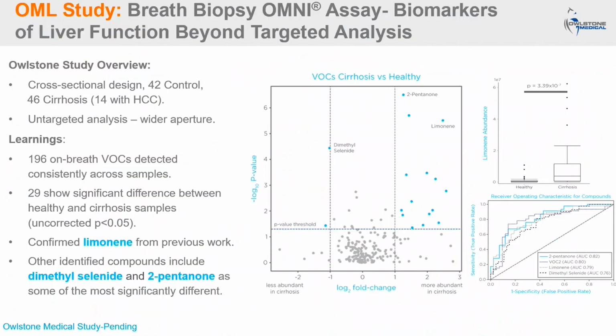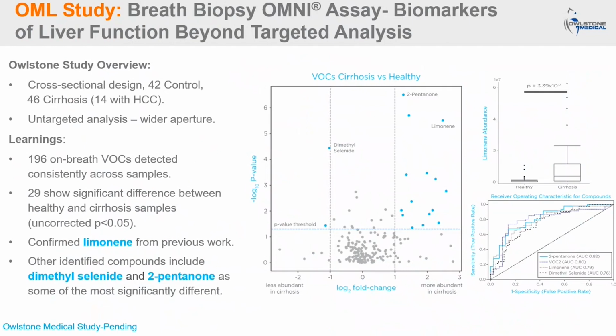Other top VOCs that were significantly different between cirrhosis and healthy subjects include dimethylselenide and 2-pentanone. Models built on these compounds individually show that they are decent predictors for cirrhosis. Dimethylselenide is one of the excretion products of selenium metabolism. The downregulation of dimethylselenide in the breath of cirrhotic subjects is likely due to impaired organic and inorganic selenium biotransformation.